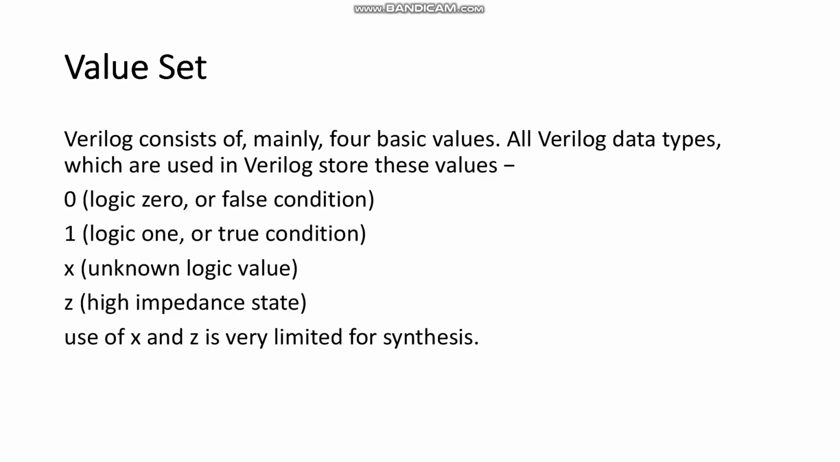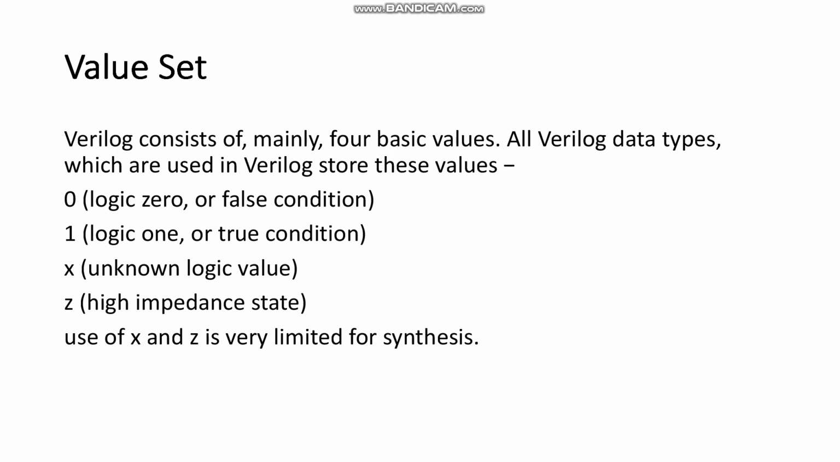In data types, first we should know about the set of values, meaning the Verilog value set. You have four basic values: 0, 1, X, and Z. When you are writing your Verilog code, you have to remember these four: logic 0, logic 1, unknown logic value, and high impedance state.